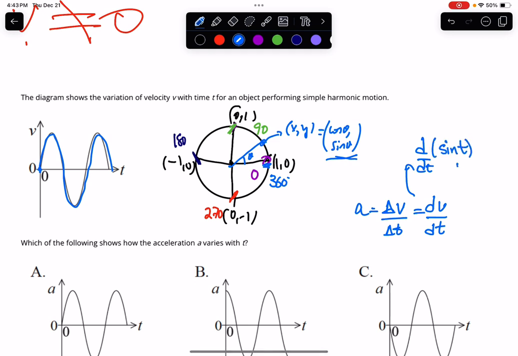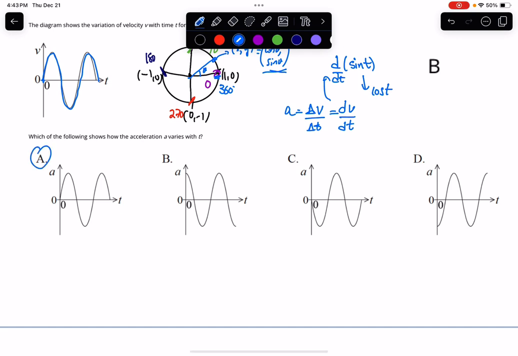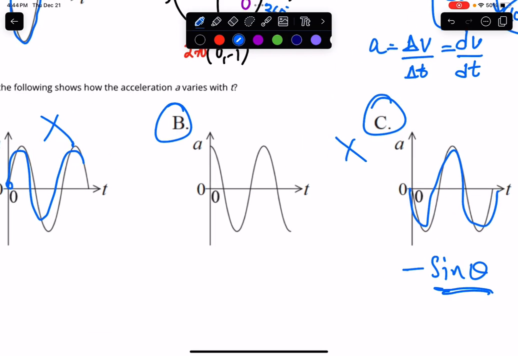So d by dt of sine of t comes out to be cosine of t. And then if you look at all of these functions, you will find it cannot be a, because a is of the form of sine of theta, so it's not a. It's not c as well, because c is of the form of negative sine theta. So you can graph this on Desmos and see it. D is also not the case, because D looks to be the form of negative cosine of theta. We want to find the function cosine of t. That's what we are looking for, and that's what B is.